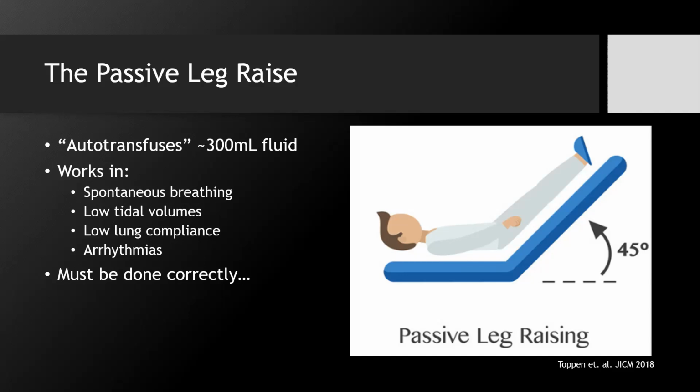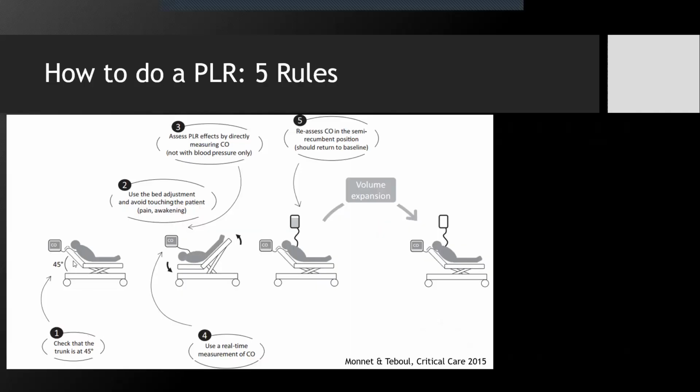The thing is that you have to do your passive leg raising correctly, and there are some things that I think are just not very well known. So they're all listed over here. The first is that you have to start with the trunk at 45 degrees on the bed. You don't want to start with the patient lying flat.